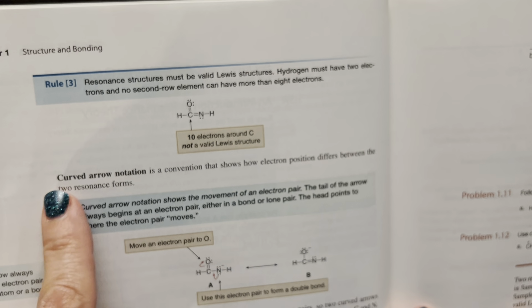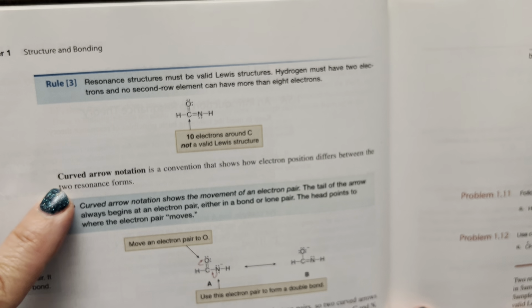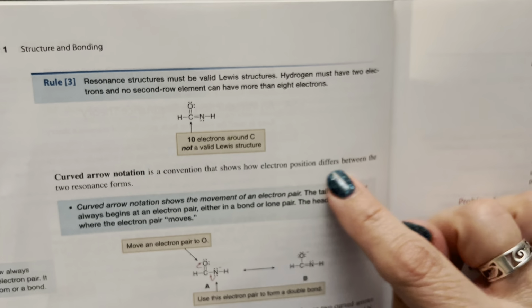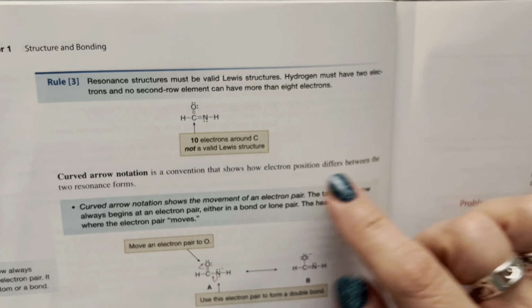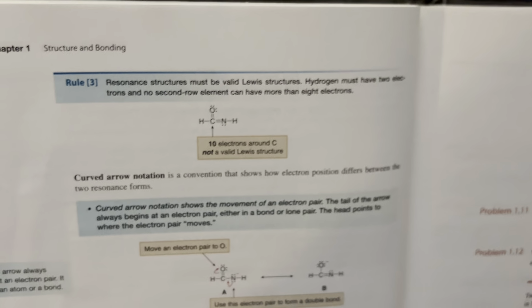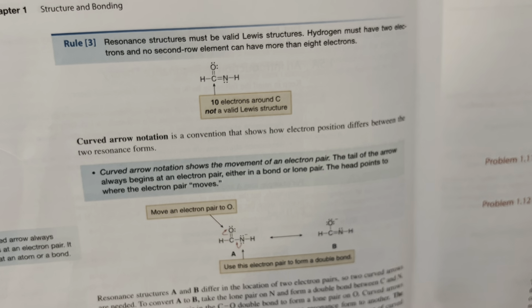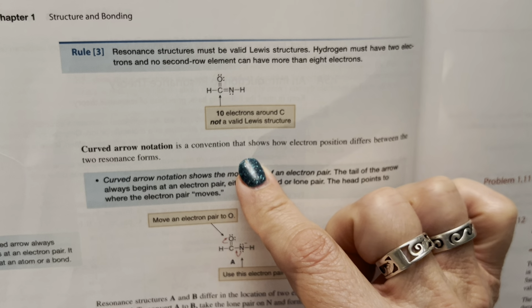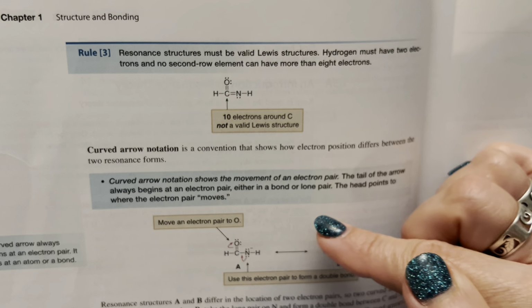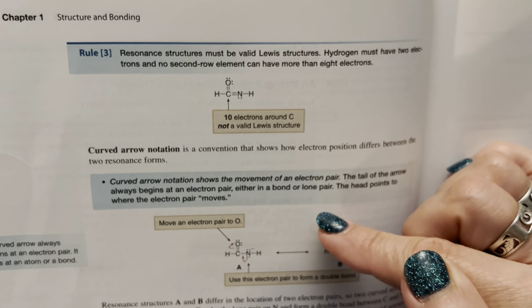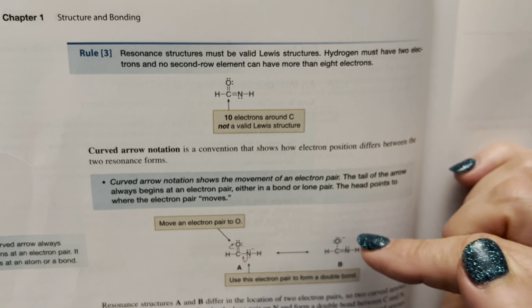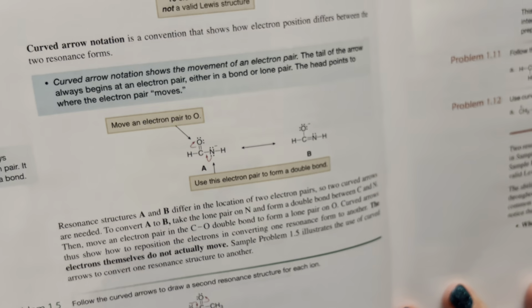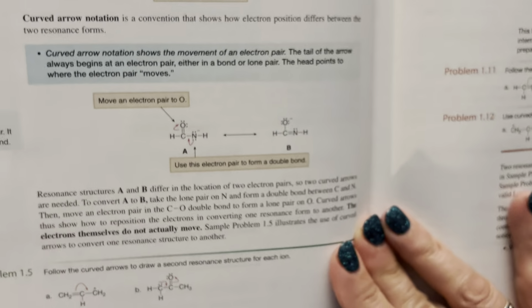Then we learn a little bit here about the curved arrow notation. This is a convention that shows how electron position differs between the 2 resonance forms. Sometimes it's called arrow pushing. This is very helpful, not just in showing resonance structures, but also with mechanisms and organic reactions. But let's look at it here.